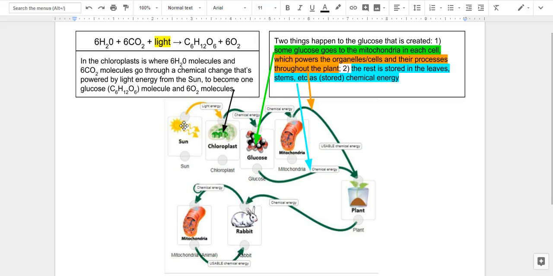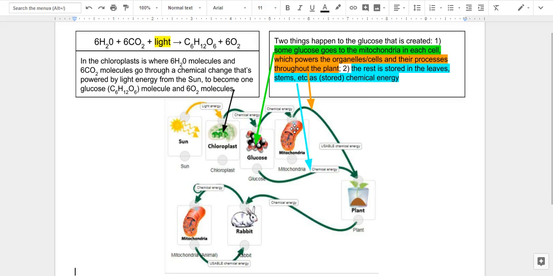The sun's electromagnetic energy, as light energy, goes to the chloroplast in the plants. The chloroplast is where this chemical reaction takes place and where the glucose is produced. Once the glucose is produced, it pretty much goes two places. It's stored in the leaves and stems throughout the plant, and it goes directly to the mitochondria, which is the powerhouse of each individual cell and helps the other organelles carry out their functions to help the plant function as a whole.